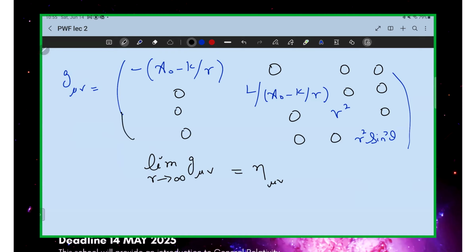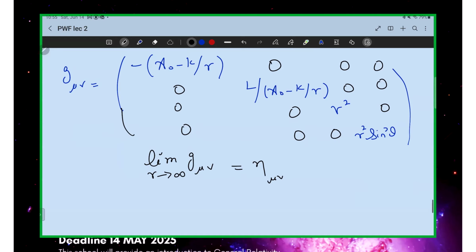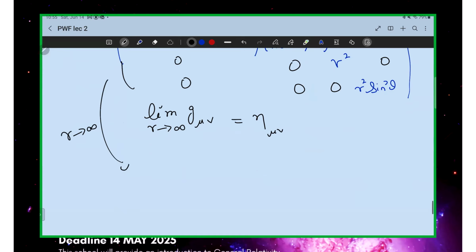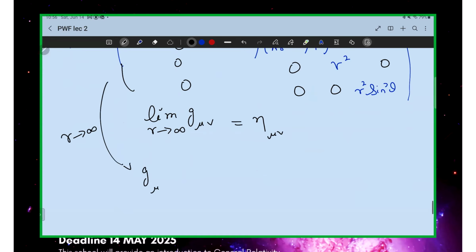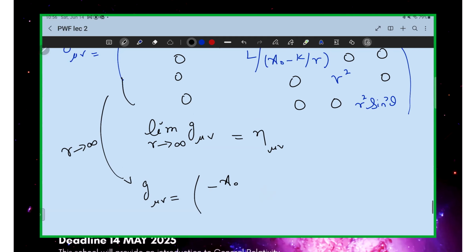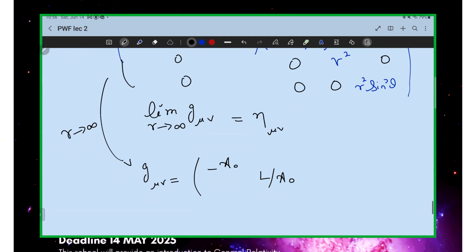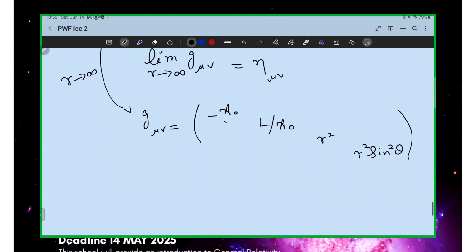Okay, so if you put R equals infinity in the expression for the metric tensor, what do you get? As R goes to infinity, you get something like g_mu nu equals minus A naught, and L over A naught R squared, and R squared sine squared theta, right? So this thing should be 1, because in the limit R goes to infinity this should be eta mu nu, which means that A naught should be 1, right?